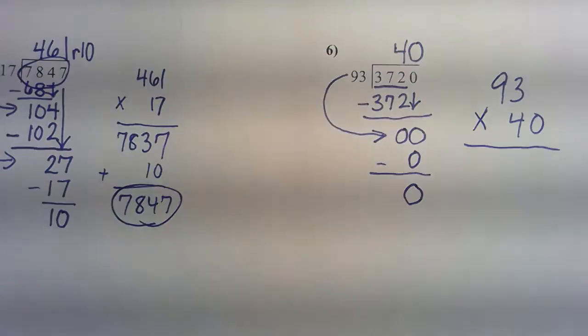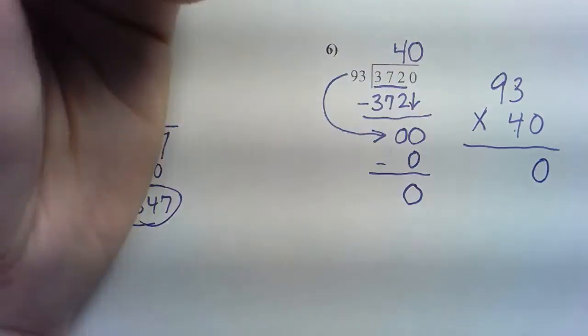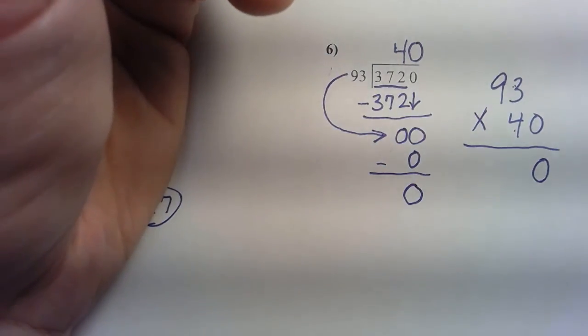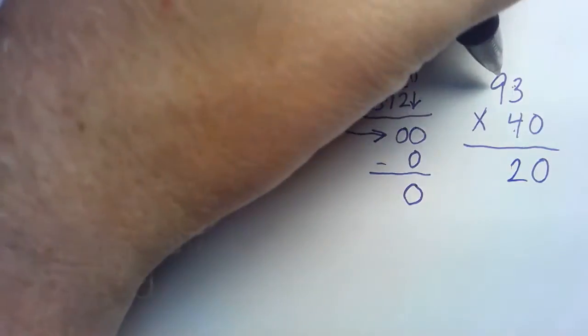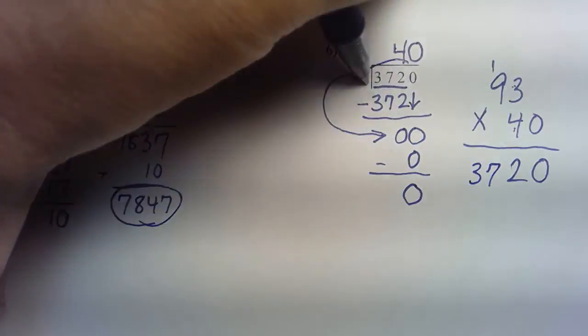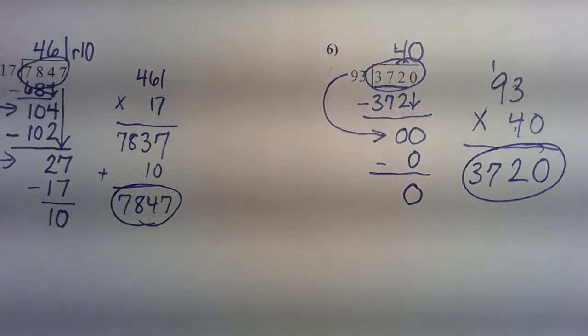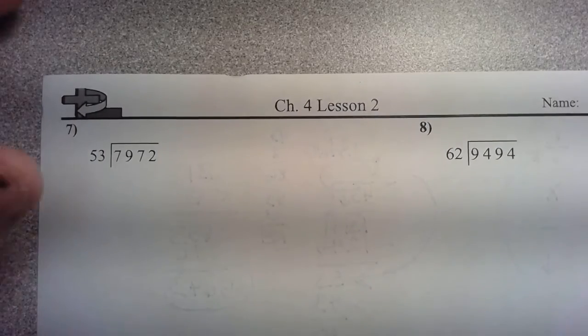93 times 40. You guys know you can do that, right? When you have a 0, you can set it to the side like that and drop your 0 there. What's 3 times 4? 12. Carry the 1. What's 4 times 9? 36, plus 1, 37. Check that out. It checks: 3720, 3720. See, you thought it was a hard one, didn't you? But it wasn't. It was fairly easy.